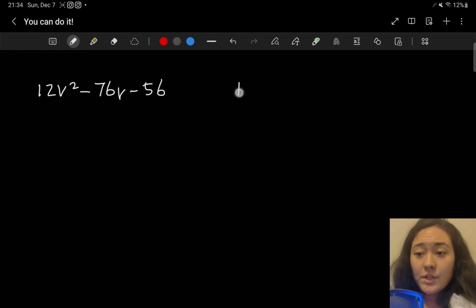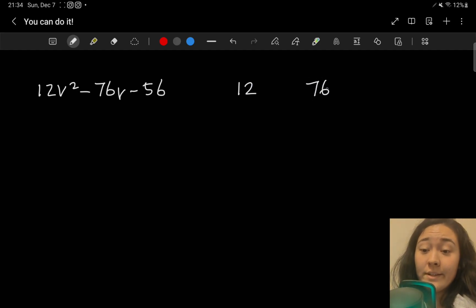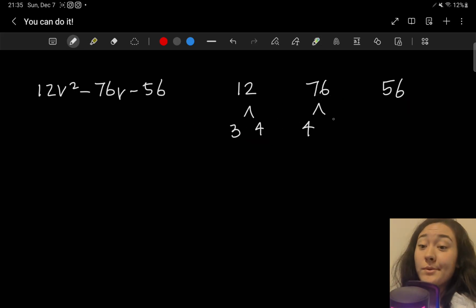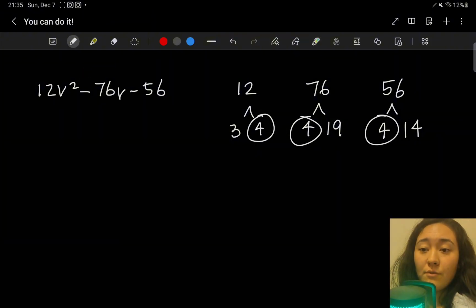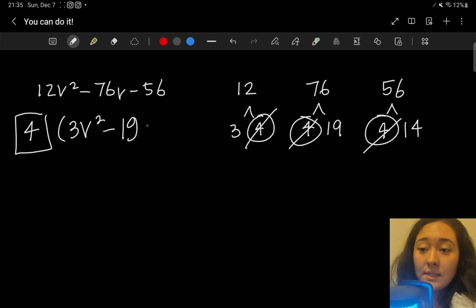Okay, so our next question is another simplify question, but there's big numbers, so we're definitely going to have to factor out something, and this is one of the questions that we use a box at the beginning. So 12 can be divided into 3 and 4, so I'm going to try dividing 76 by 4, which works, and 56 by 4, which also works. We're going to pull out the 4. Pull out the 4 and put the remainders in the box, which is 3v squared minus 19v minus 14.